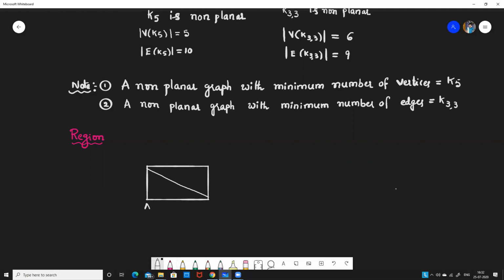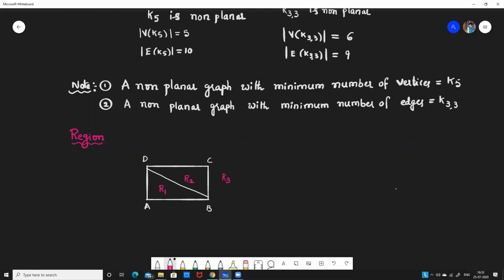So suppose I take this example ABCD. It is a planar graph. This planar graph divides the given plane into 3 regions. What are the regions? I can say it is region number 1, R1. It is region number 2, R2. The outside region is R3. Clear? The planar graph divides the given plane into regions. In this example, there are 3 regions available.